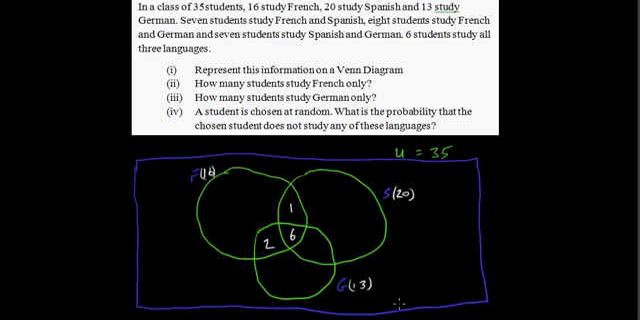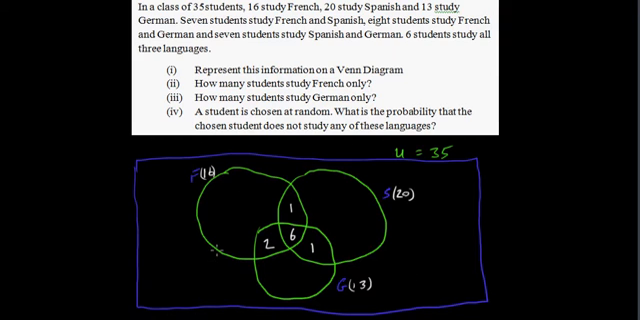And then 7 students study German and Spanish. So 7 will go here. I've already counted for 6, so I've got 1 left over. Okay, so now we have 3 more sections filled out. We still have to fill out this section, this section, this section, and the section out here. So let's have a look at this section here.